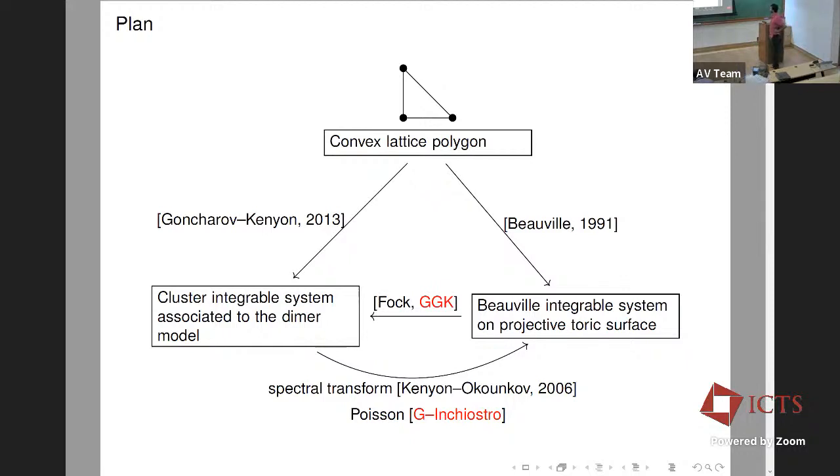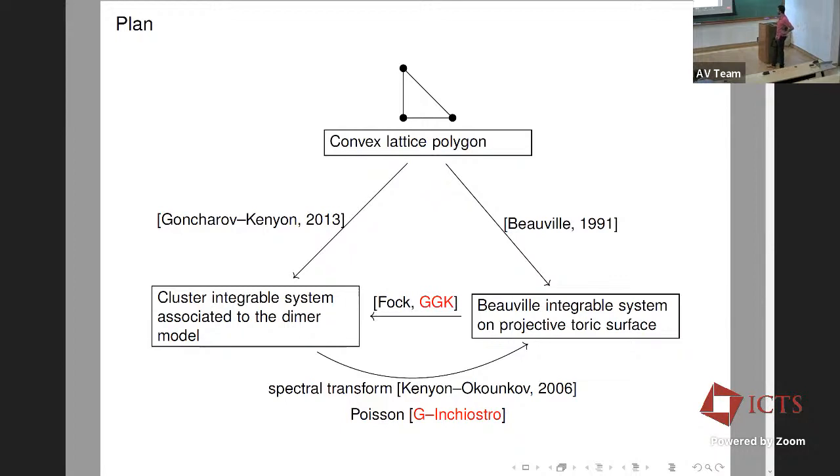And there is an inverse construction due to Vladimir Fock. The project with Rick and Sasha, with Goncharov and Kenyon, is to give an alternate construction of this inverse map. Of course, if you have two inverse maps, they must be the same. So I'll tell you in what sense this is a different construction of this inverse map.